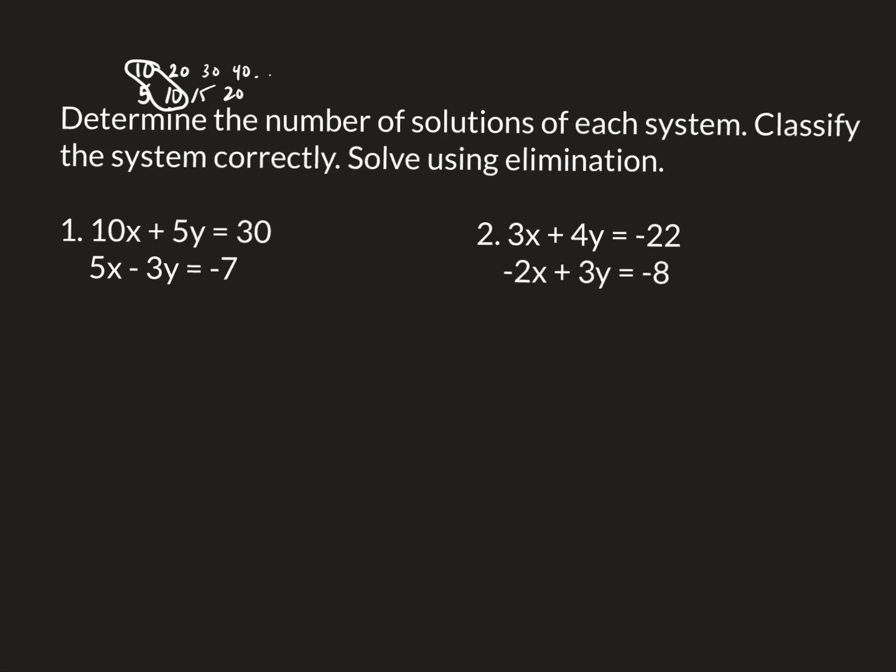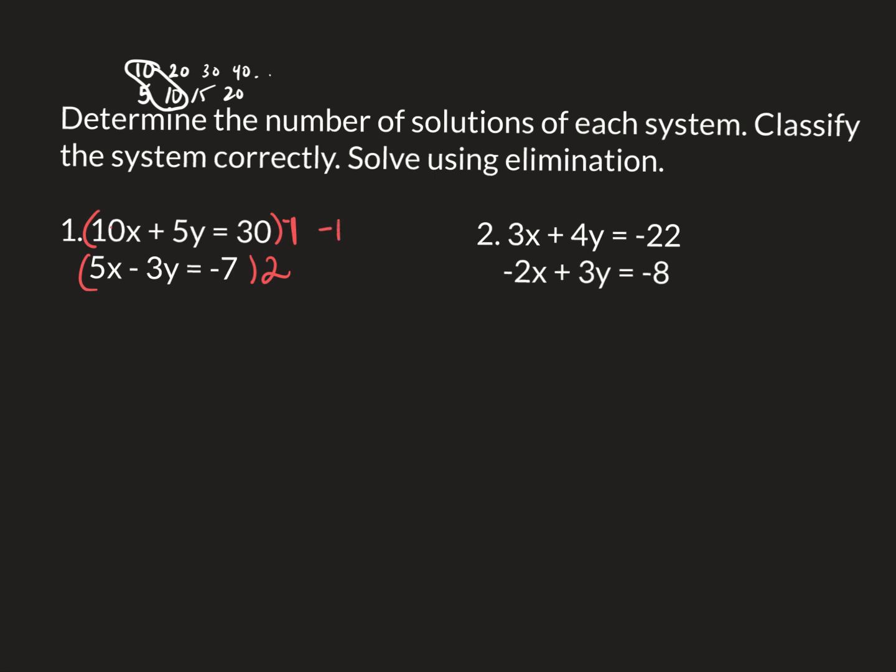So I'm going to multiply this equation here by 1 to keep that a 10. I'm going to multiply the bottom equation by 2 to turn that into a 10. And then the last thing I ask myself is, are these two coefficients opposites? Is one a positive and one a negative? And the answer to that question is no. So I usually make the smallest number a negative. And now I'm going to distribute.